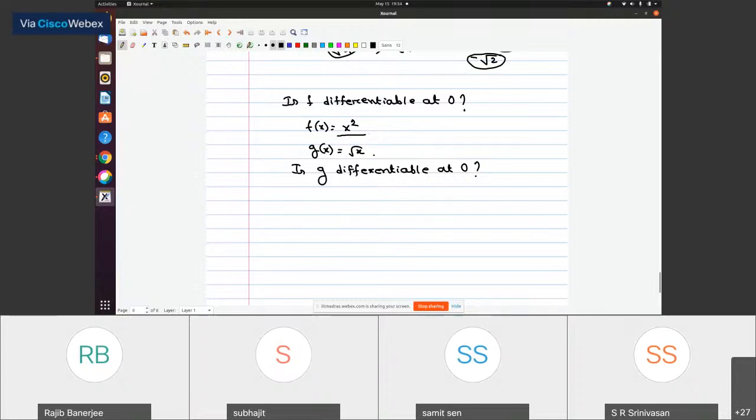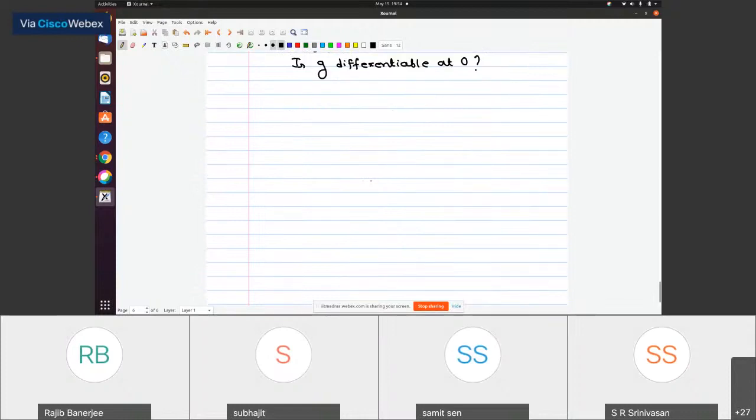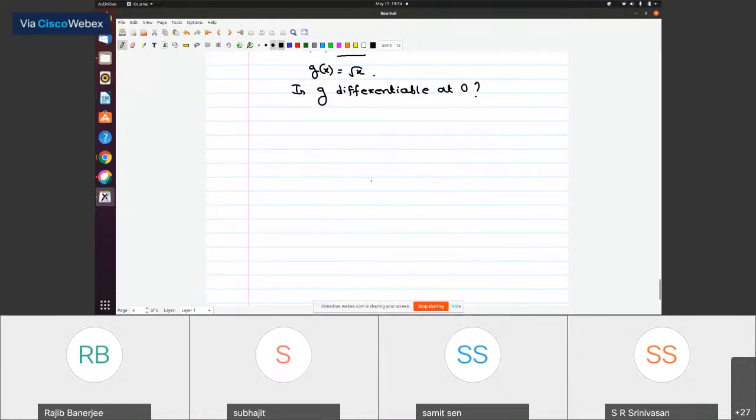So there is some issue with differentiability; it may not exist at every point. That is the point of the question: if f is differentiable everywhere, that does not imply that its inverse is also differentiable everywhere. Is it clear? Yes, it is very clear, sir. Thank you. Great explanation, sir.